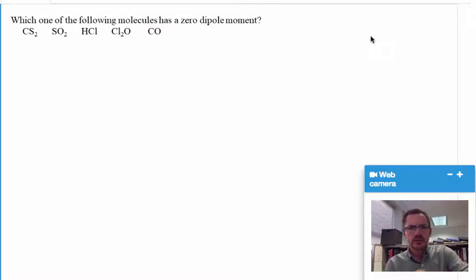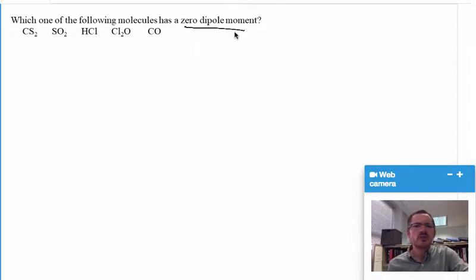Here we are given a list of molecules, and what we are explicitly looking for is a molecule that has a zero dipole moment. Nowhere in here does it say that it's just a bond. We're looking for an overall dipole moment of a molecule. So there's a couple things that we want to look for that will make our lives a lot easier.